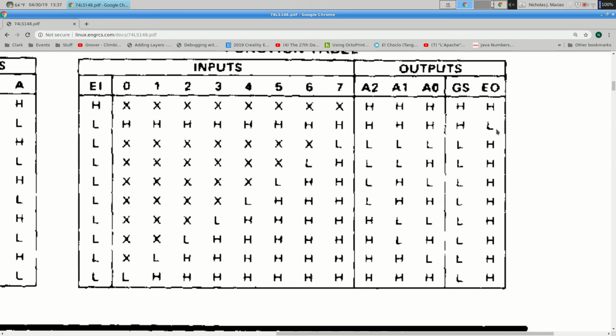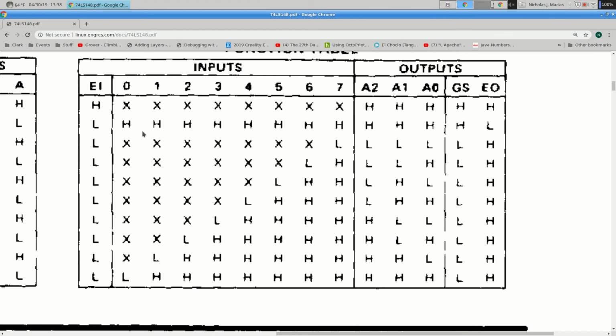One of these chips can only handle 8 inputs. But if you had 16 inputs, you could put another one of these chips below, and you could take EO from that first chip and feed it to EI on the second chip. And if any of these inputs are active on the first chip, EO is going to be high. The second chip's going to be in a state where it's basically outputting 0.